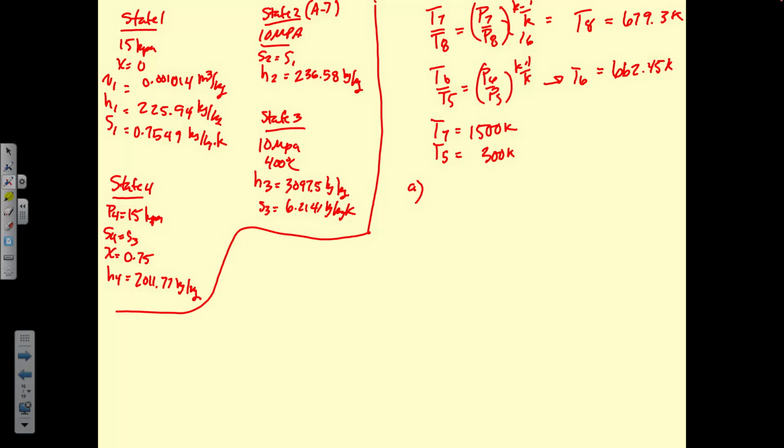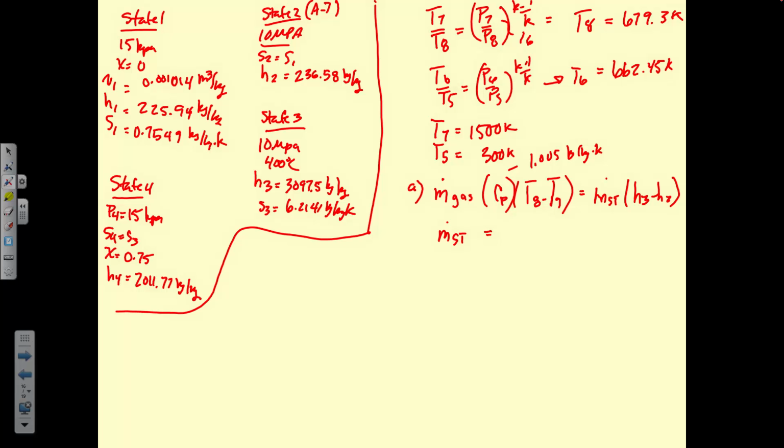So part A, we're trying to find the mass flow rate of the water. So we know from the heat exchanger that the mass flow rate of the gas multiplied by C sub P times T8 minus T9 is equal to the mass flow rate of the steam multiplied by H3 minus H2. So then we find the mass flow rate of the steam by rearranging, using 1.005 kilojoules per kilogram Kelvin for C sub P, and it is 1.275 kilograms per second.